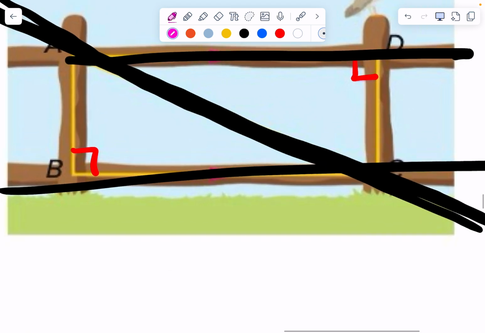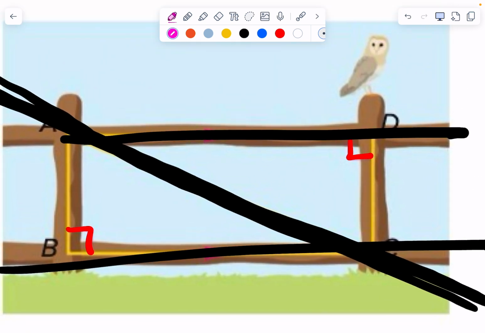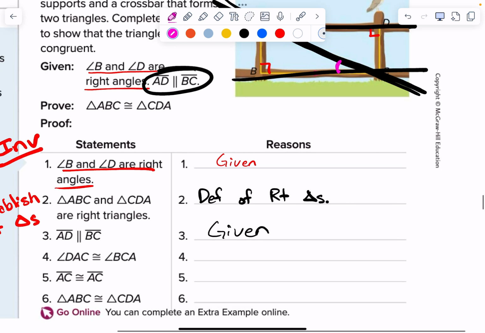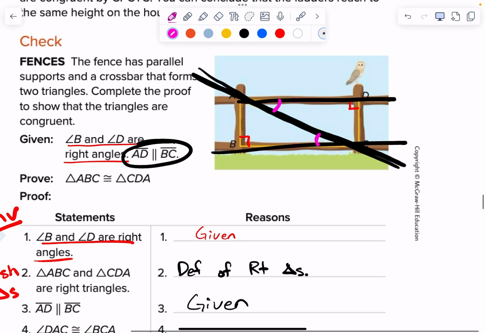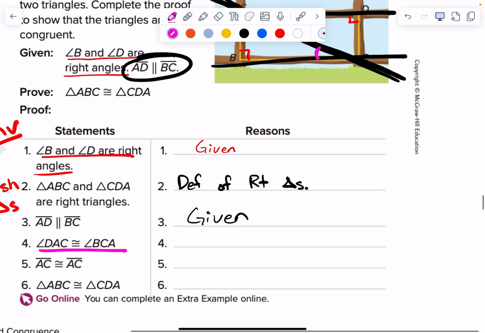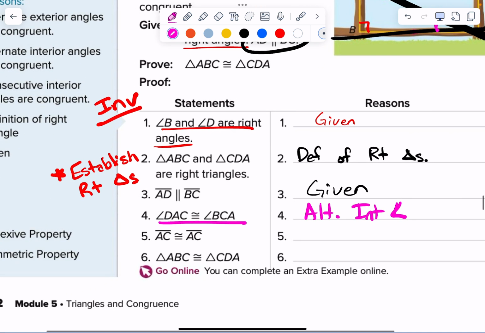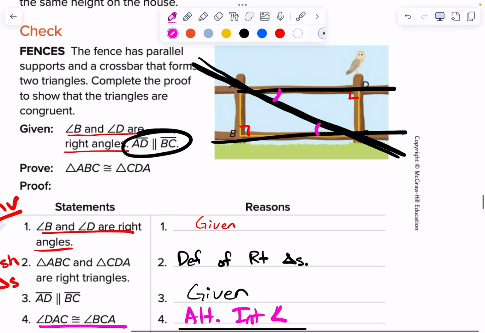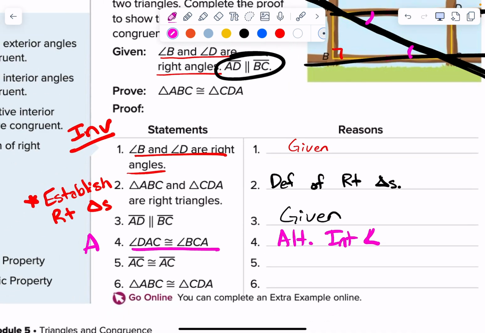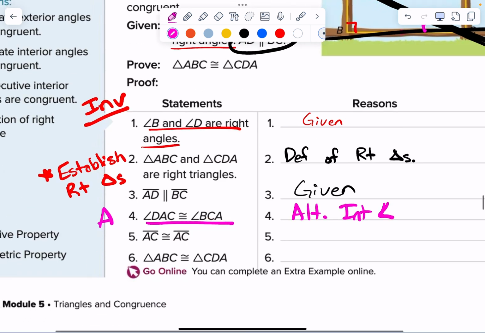Okay, so let's pick on some angles. Which angles should we pick on? This guy right here and this guy right here. What are those? They're alternate interior angles, and that's what they have here. DAC, which is this top one, and BCA, which is the bottom one. Those are alternate interior angles. Now, what does that give me in my inventory? An angle, right? Two angles that match, okay?